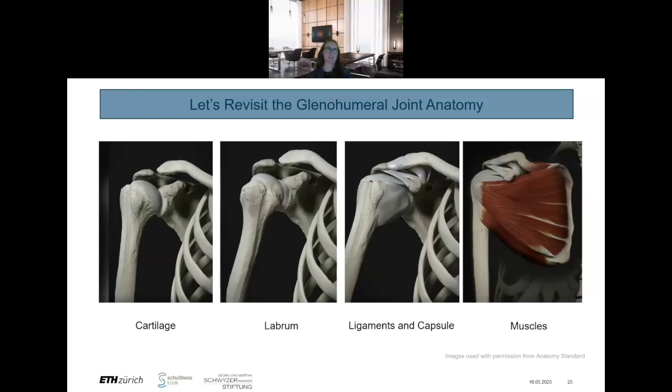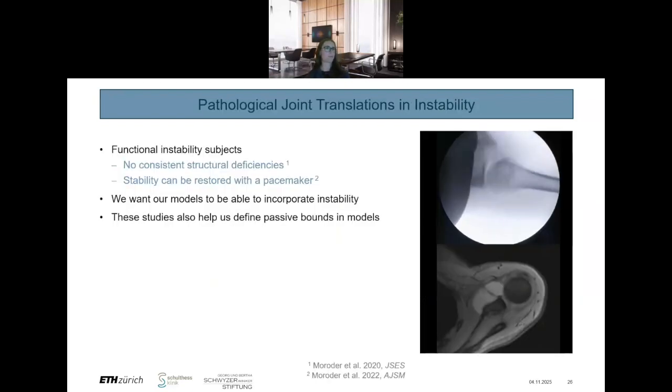And then we have the muscles. So the rotator cuff muscles are really pulling the humeral head into the glenoid, something called concavity compression, and stabilizing it. Okay, so how do we know that the stability is really coming from the muscles and not, say, the ligaments? Well, we have these functional instability subjects that have no consistent structural deficiencies in the joint.